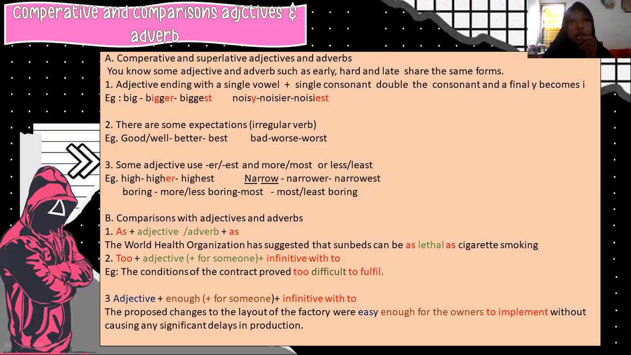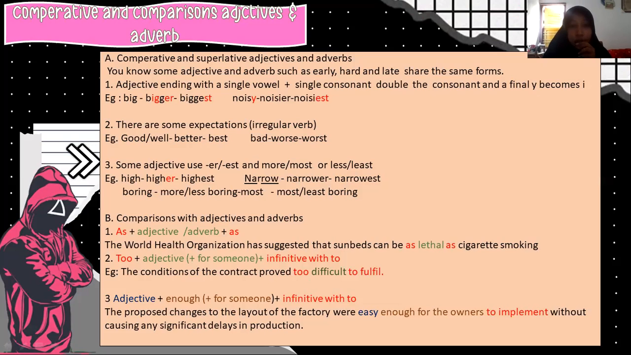Noisy, noisier, noisiest. Noisy is an adjective; for the comparative and superlative the final Y becomes I. So comparative, noisier, and then superlative, noisiest. Second, there are some exceptions, irregular forms. For example, good, comparative better, superlative best. And then bad, worse, worst.